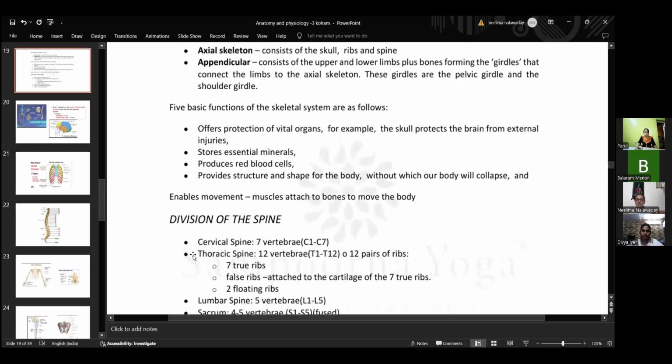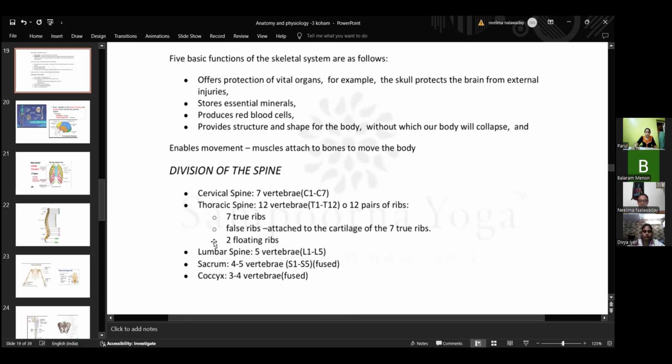And the appendicular skeleton consists of upper and lower limbs plus bones forming the girdles, which we will see, what a girdle is and how it is connected to the axial skeleton. Now, 5 basic functions of the skeletal system: offers protection of vital organs, stores essential minerals, produces red blood cells, provides structure and shape for the body, enables movement. Spine is divided into, we will see one by one actually.